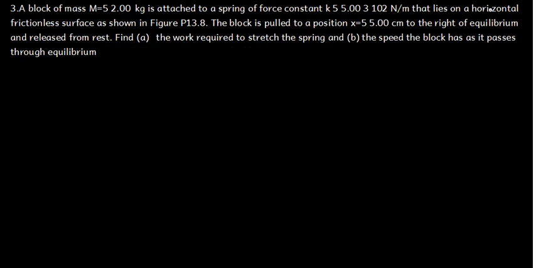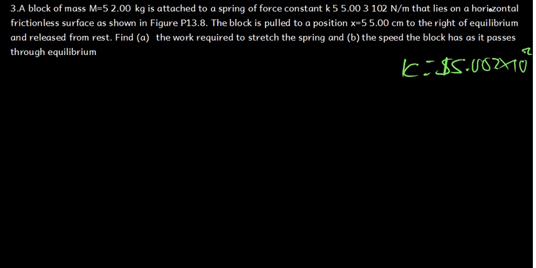Now let's go to the next one. We have got the question here which is saying we have got a block of mass 52 kgs attached to a spring of force constant 55.003 times 10, this is supposed to be times 10 raised to the power 2. So the k is just basically 55.003 times 10 raised to the power 2 Newton per meter. That lies on a horizontal frictionless surface as shown in the figure below.